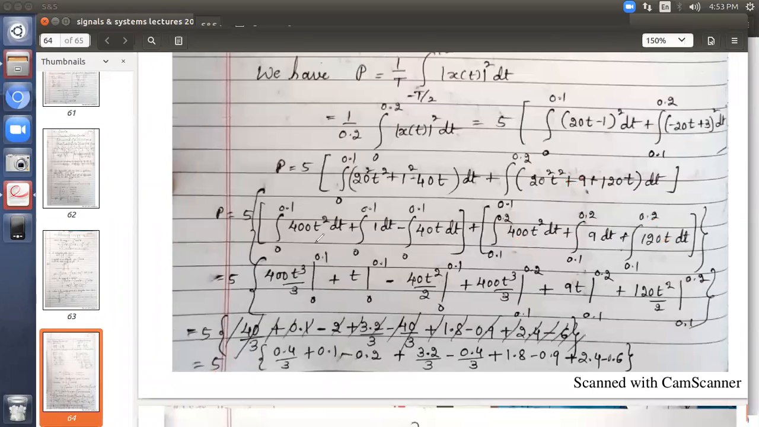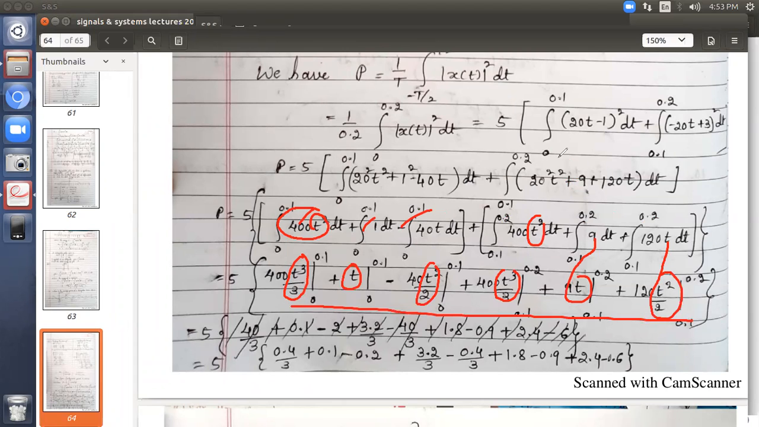If you see, after this, apply the integration. Integration of t square is t cube by 3. Integration of 1 is t. Integration of t is t square by 2. Integration of t square is t cube by 3. Integration of 1 is t. Integration of t is t square by 2. So after this, I have applied the integration.